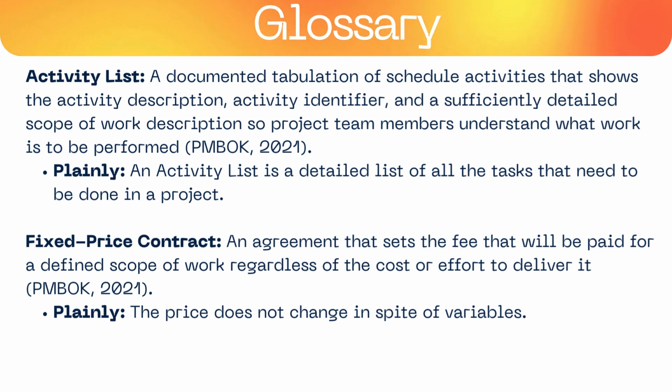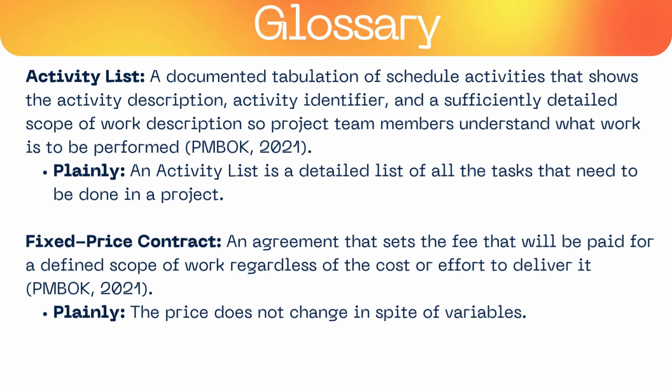Your activity list is a documented tabulation of scheduled activities that shows the activity description, activity identifier, and a sufficiently detailed scope of work description so project team members understand what work is to be performed. So plainly, it's an activity list, which is a detailed list of all the tasks that need to be done in a project. That's it. These are the tasks that need to be done in a project. That is your activity list.